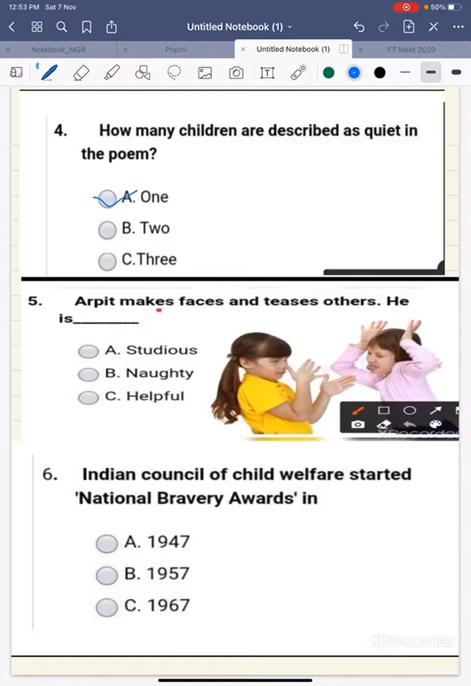Next question, Arpit makes faces and teases others. He is studious, naughty, helpful. So the answer is naughty because he teases others, so he is naughty. Indian Council of Child Welfare started National Bravery Award in, कब स्टार्ट किया था नेशनल ब्रेवरी अवार्ड? In 1947, 1957 or 1967. So the right answer here is 1967. Indian Council of Child Welfare started National Bravery Award for kids.